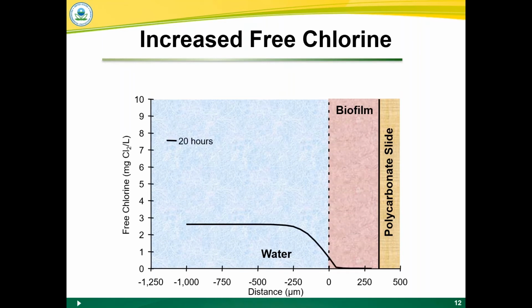So here, I'm showing you the initial penetration profile at 20 hours. Again, very little penetration. And that was about 2.5 milligrams per liter we were putting through the bulk water. We raised that up to about 10. And the first thing you're going to notice is we got a little further in. The slope is much steeper. We're delivering a lot more free chlorine to the biofilm here, and you're starting to penetrate it a little bit.